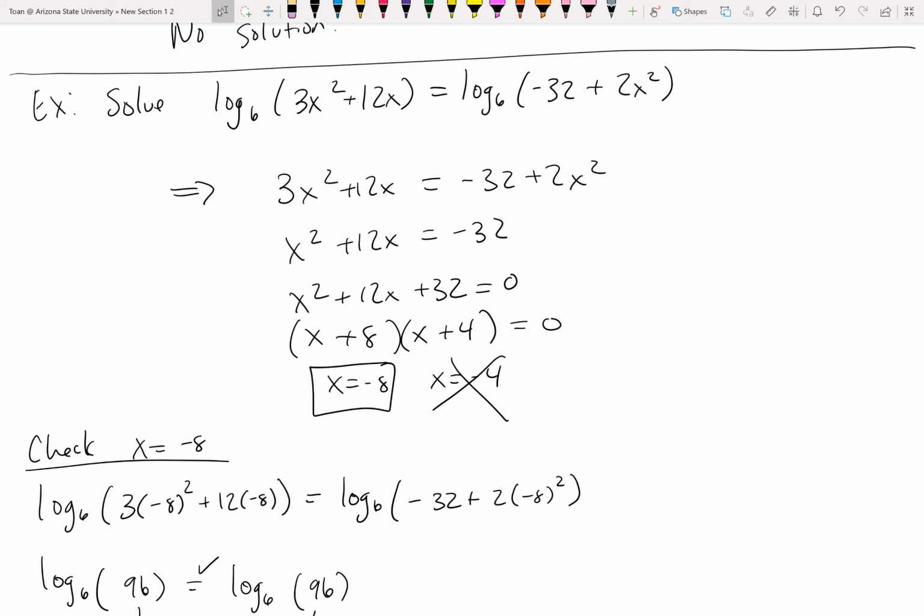So that is the only way I can make this question harder, if I toss in some quadratics. And that is solving log equations, log equals log.